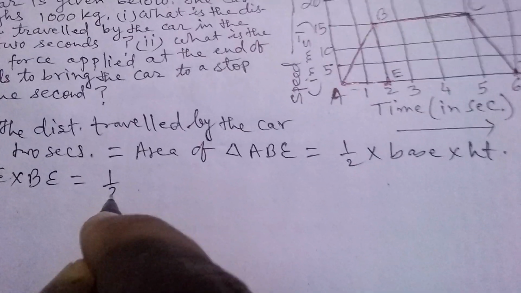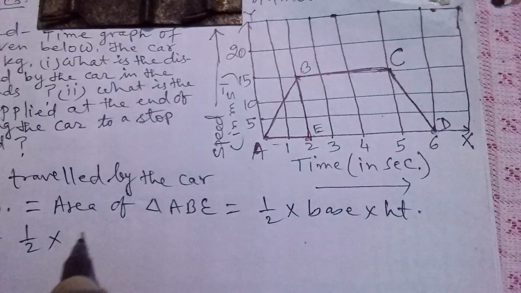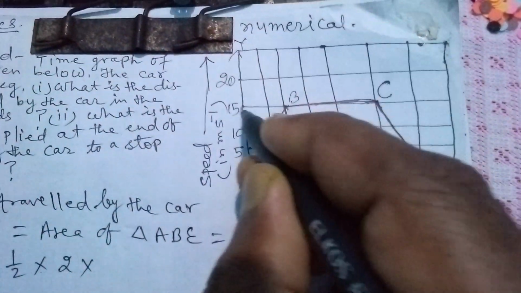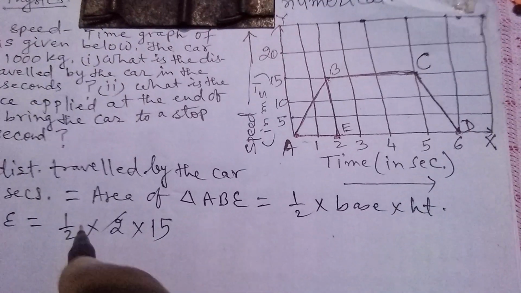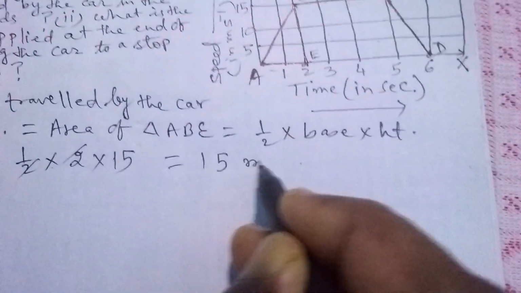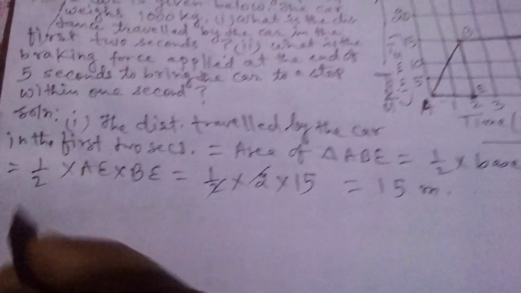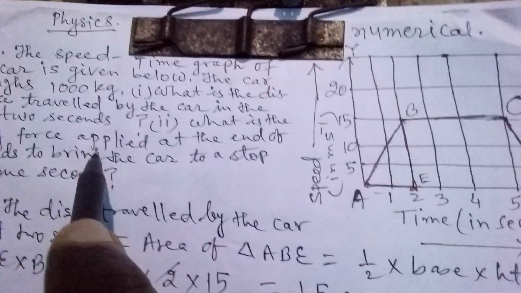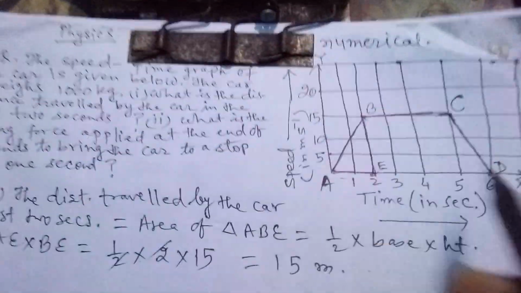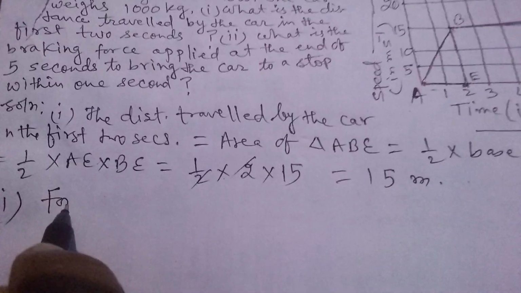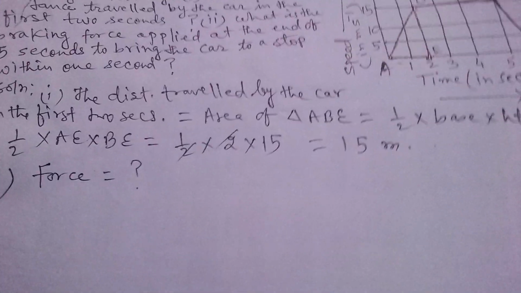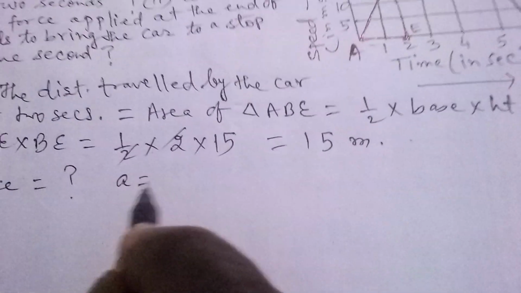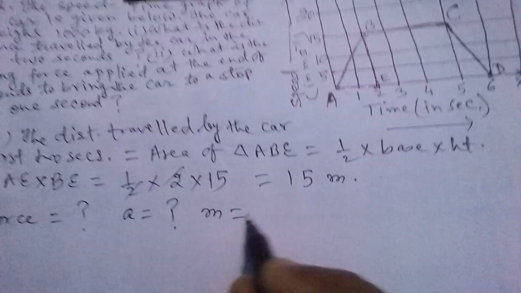So the value of A is 2 seconds. So you write 2, and B is 15. The 2 cancels. So this is 15 meter, the distance traveled. Now the second thing that we have to find out is the braking force applied. That means we have to find out the retarding force. So first of all, we will find out force. Force is equal to what? For this, we have to find out acceleration, because mass is already given to us, that is 1000 kg.